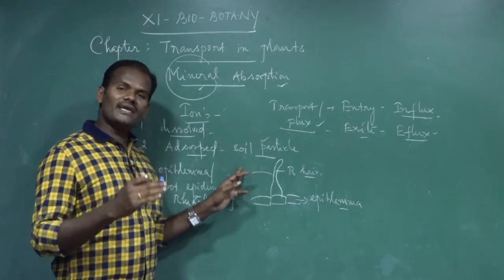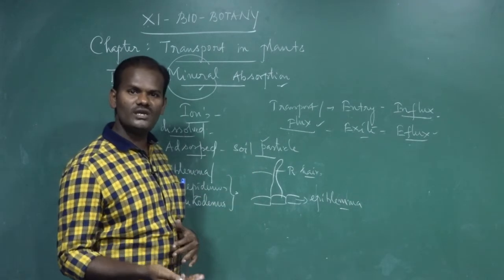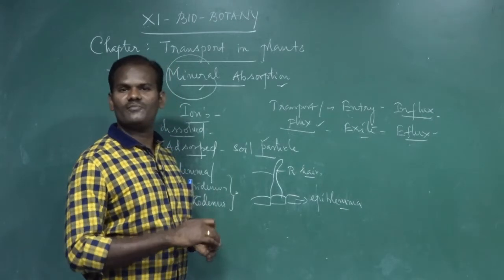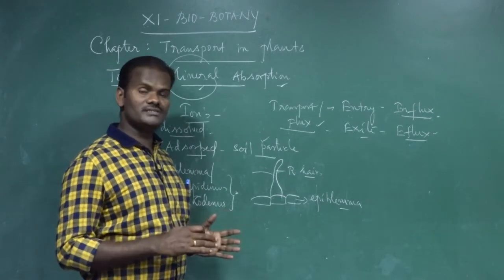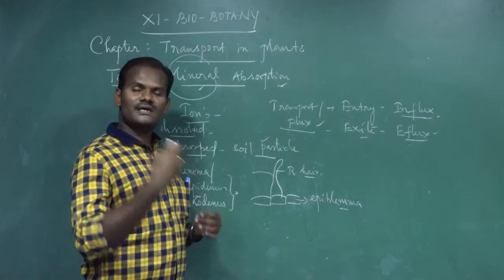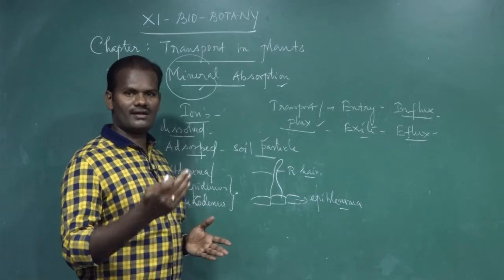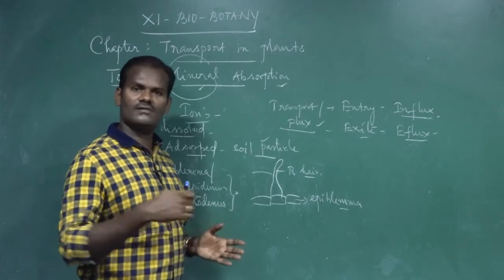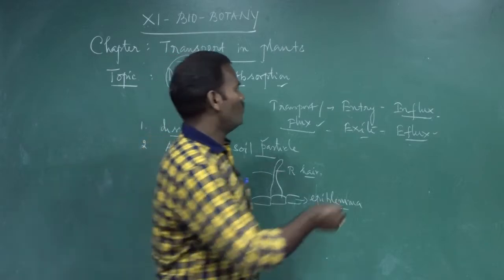So many theories have been put forward to explain mineral absorption, either passively or actively. You know what is called passive? Without the expenditure of metabolic energy; no energy is required. Ions move based on the concentration gradient, from higher concentration to lower concentration, and easily enter the root cells. That's called passive absorption. Active absorption is against the concentration gradient, from low concentration to higher concentration, with the help of certain carrier molecules. These two theories have been explained. Now I will explain them one by one.